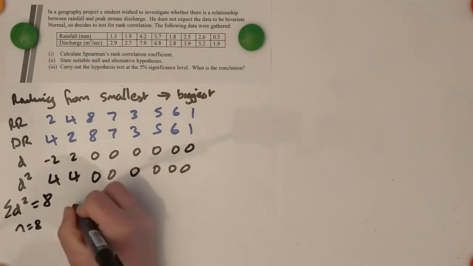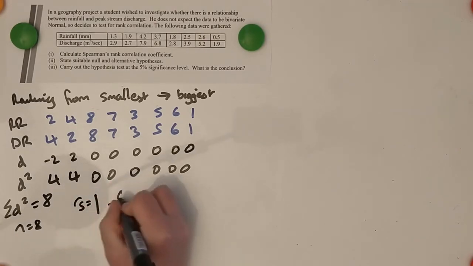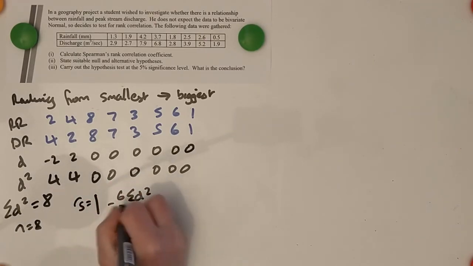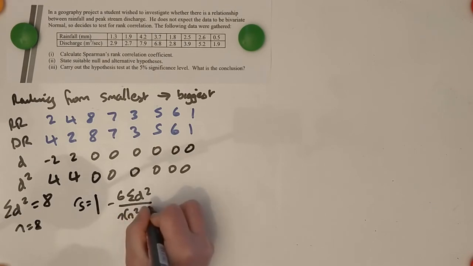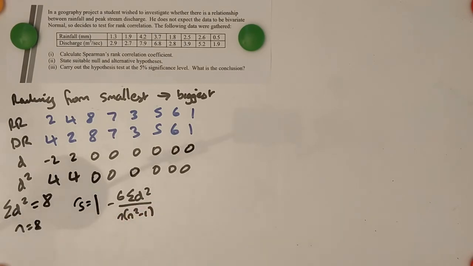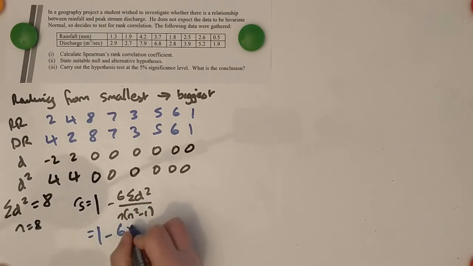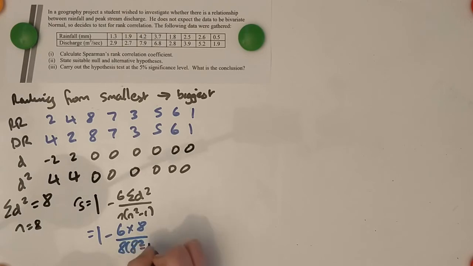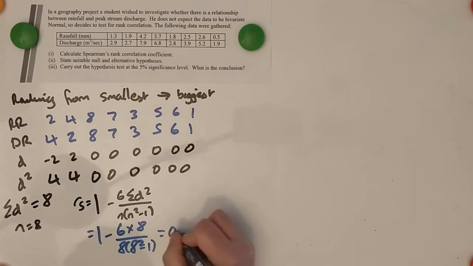So rs is equal to 1 minus 6 sum of d squared over n times n squared minus 1. So that means I've got 1 minus 6 times 8 over 8 times 8 squared minus 1. Put that into my calculator and I get 0.905.